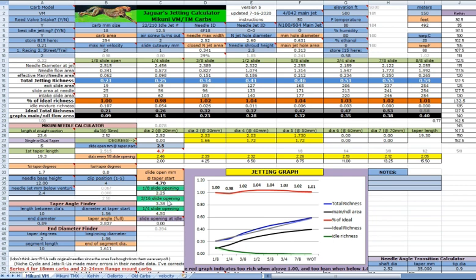Okay, I want to go over some of the basics of my jetting calculator. This right here is the graph that this spreadsheet creates as a result of all the information that you put into it. This blue graph is the richness graph, from 1/8 throttle to wide open throttle. The gray graph is the ideal jet.